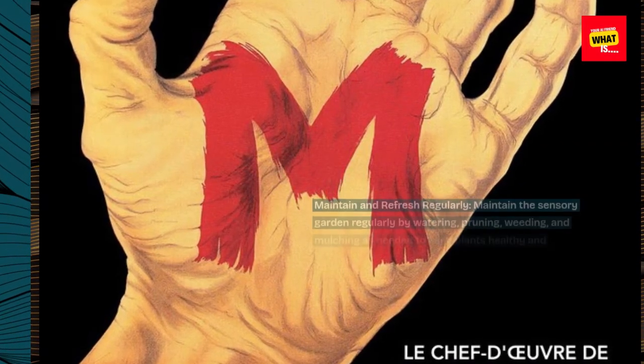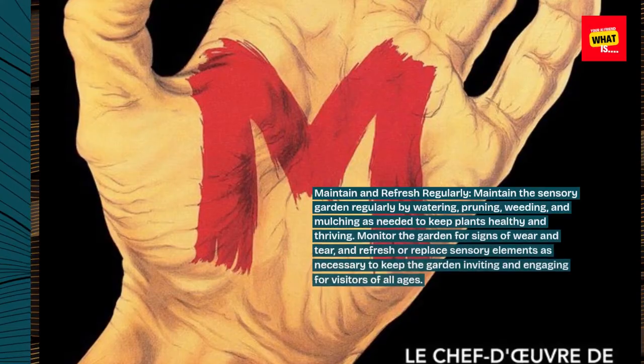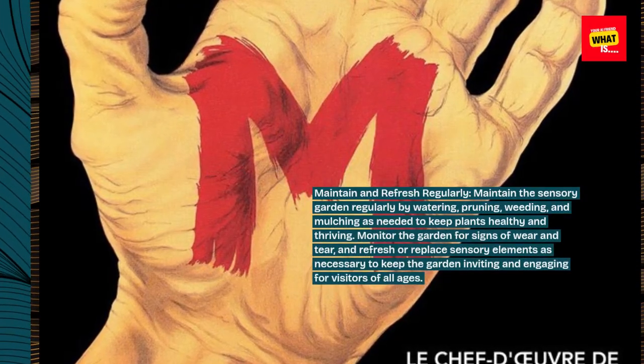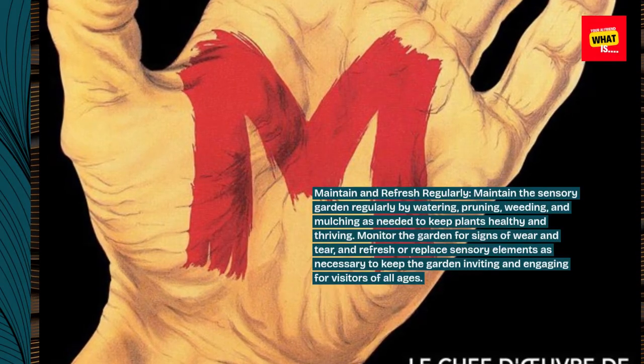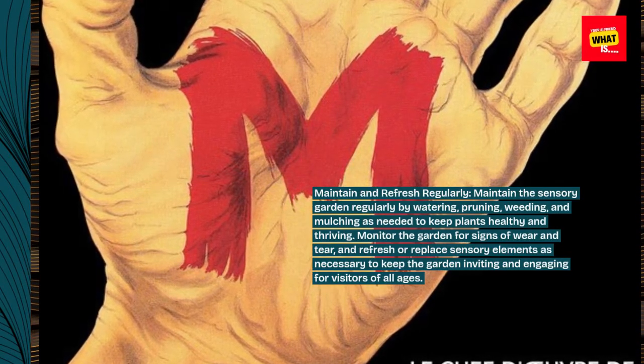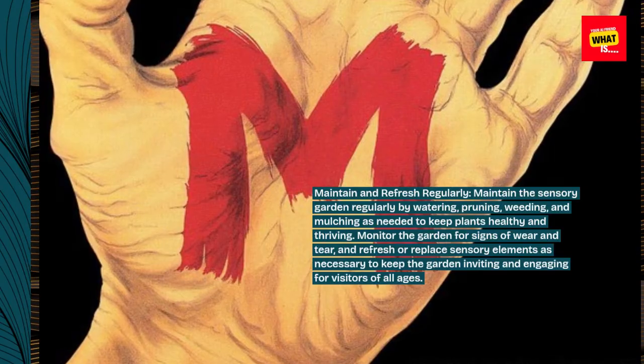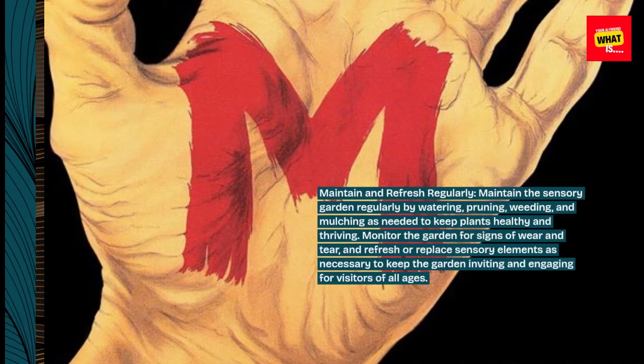Maintain the sensory garden regularly by watering, pruning, weeding, and mulching as needed to keep plants healthy and thriving. Monitor the garden for signs of wear and tear, and refresh or replace sensory elements as necessary to keep the garden inviting and engaging for visitors of all ages.